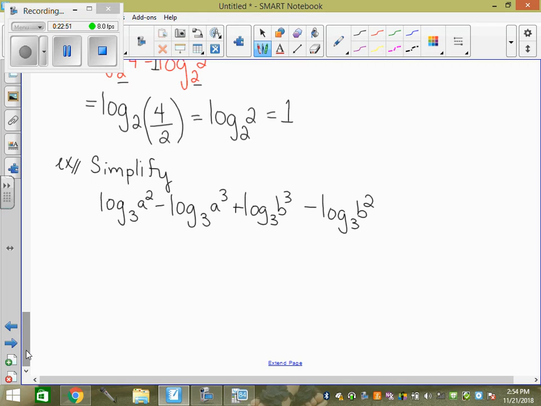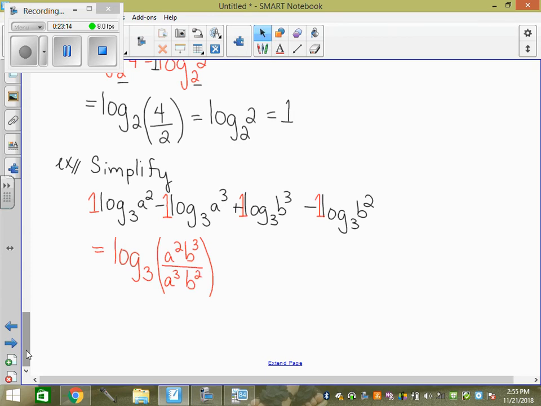So, you're going to have log base 3. This has a plus 1 in front, so it's going to go in the numerator, a squared. This has a minus 1 in front, so a cubed is going to go to the denominator. This has a plus 1 in front, so b cubed is going to go to the numerator. This has a minus 1 in front, so b squared is going to go to the denominator.